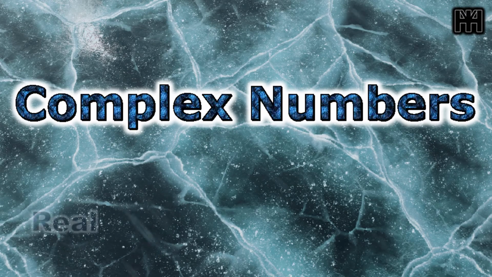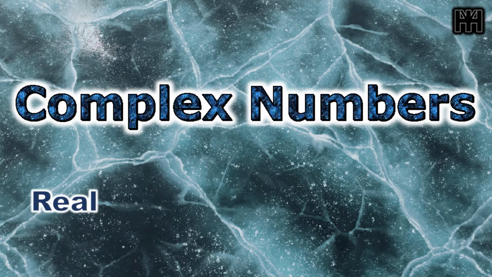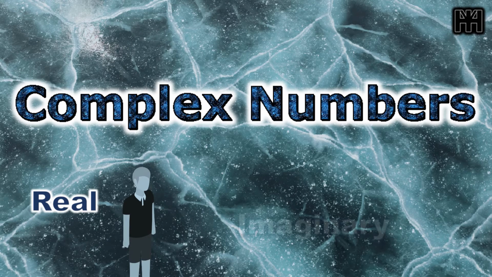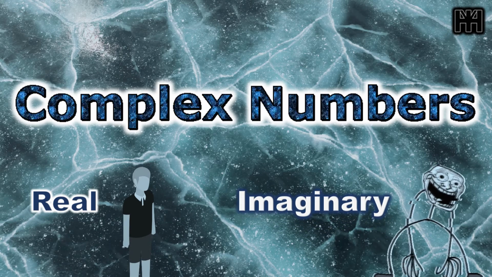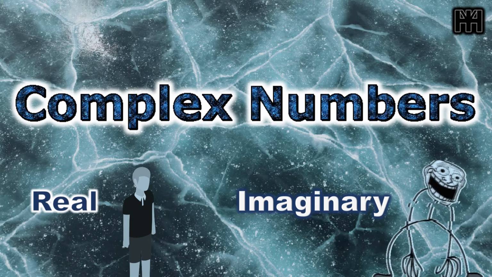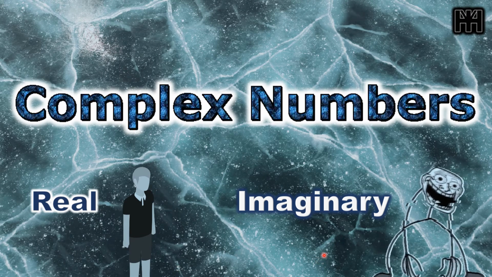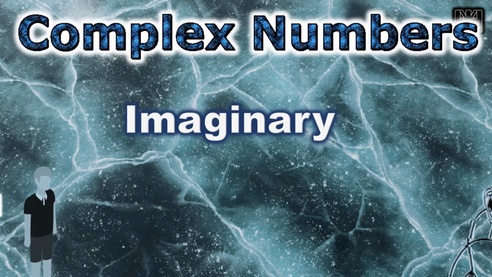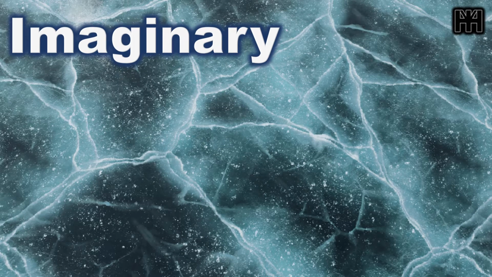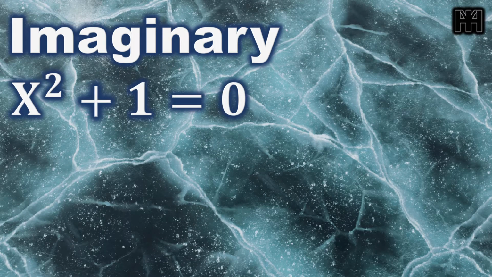Complex numbers consist of a real part, as this real person here, and an imaginary part, as this imaginary figure here. But let's take a closer look at the imaginary part. Let's say we have a quadratic equation, x squared plus 1.